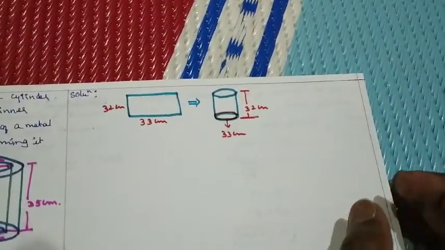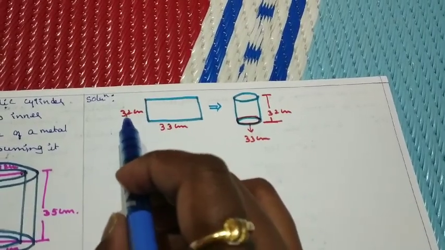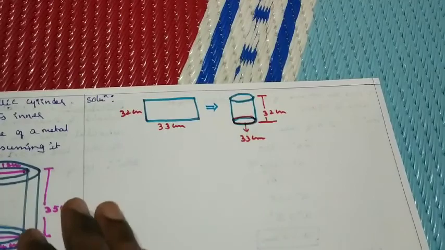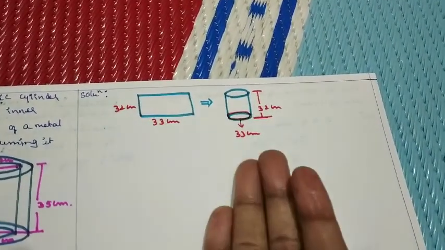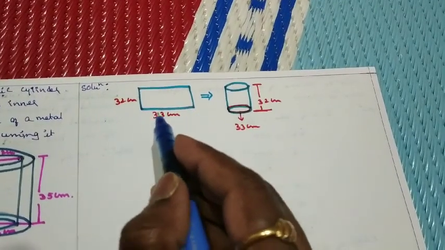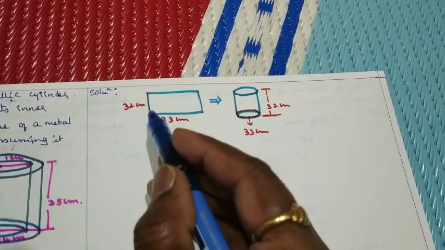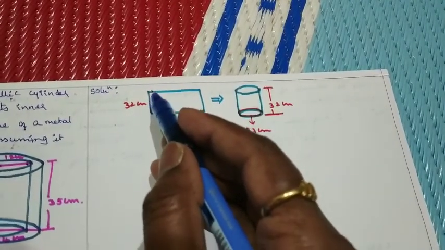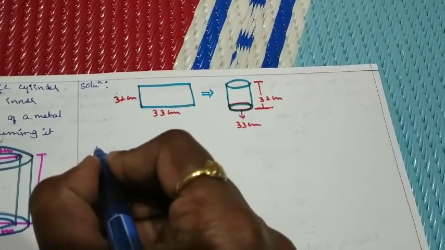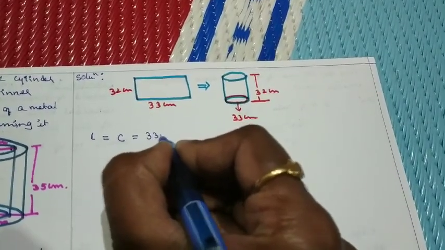So here is the diagram. The length of the rectangle is 33 centimeter and the width of the rectangle is 32 centimeter. So this paper having these dimensions is rolled into the form of a cylinder. So the length of the rectangle becomes the circumference of the cylinder, and the width of the rectangle becomes the height of the cylinder. So length of rectangle is nothing but circumference of cylinder, 33 centimeter.